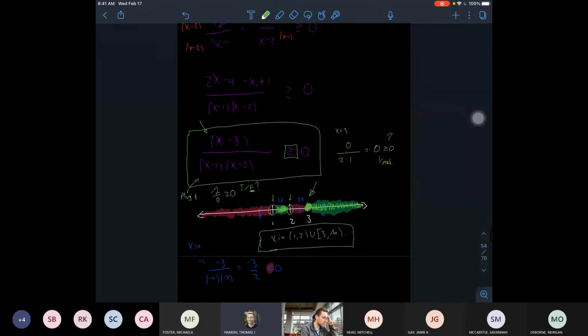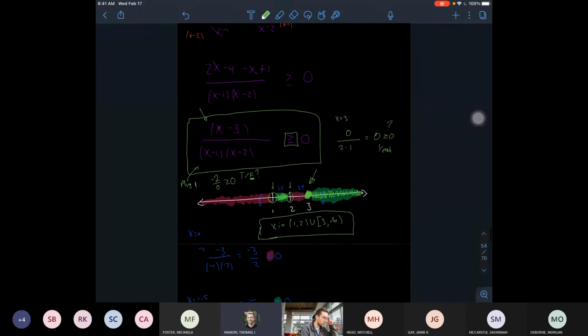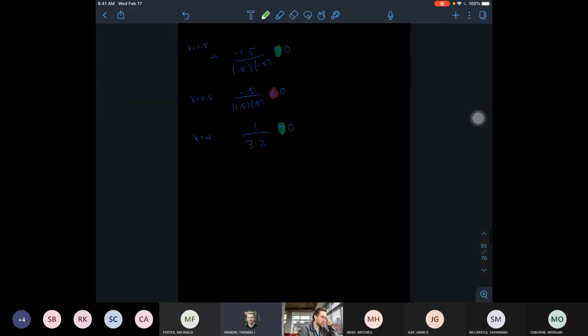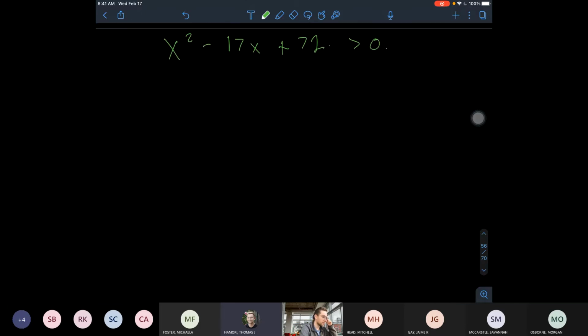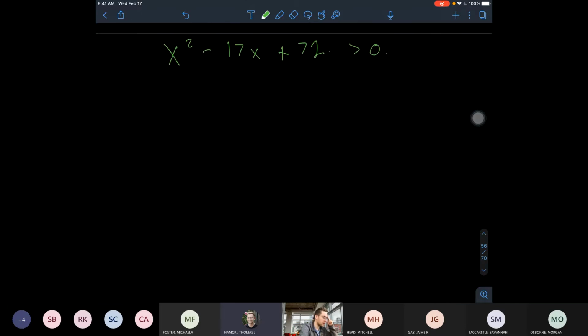Okay, so before we move on to something new, let me do one final example here to demonstrate what this test point business is really doing. I'm going to demonstrate this using the graph of a function. So here we have a quadratic inequality: x squared minus 17x plus 72 is larger than 0. This is what we're trying to figure out.